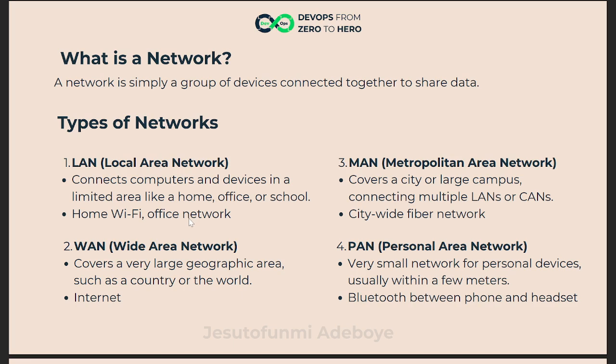All right. So the next one is WAN. WAN, that is wide area network. When we say wide area network, a wide area network covers a very large geographical area, for example a part of the world, or a country. Now, let me give you an example.